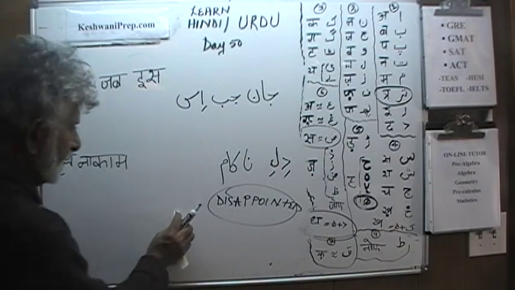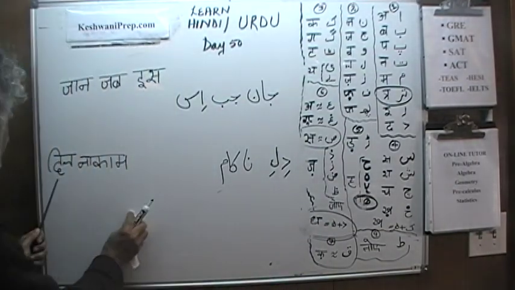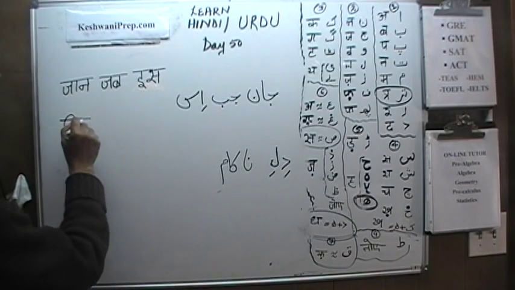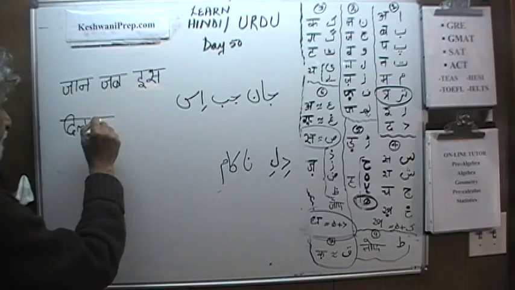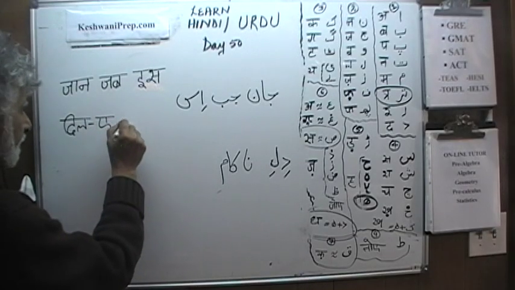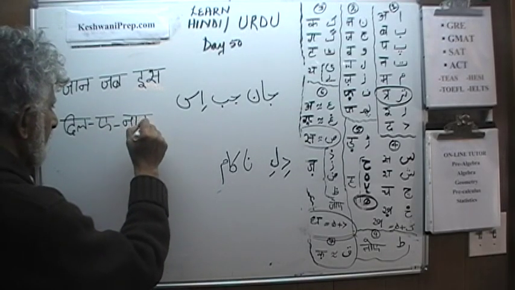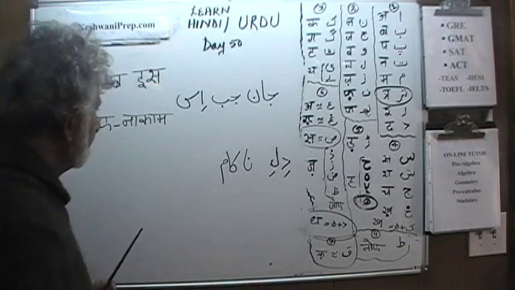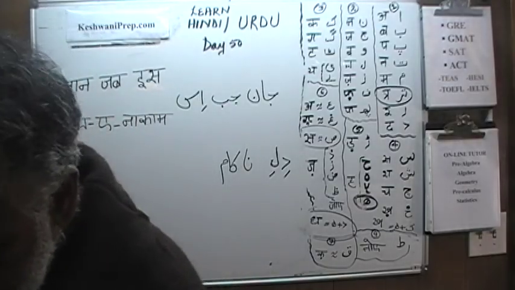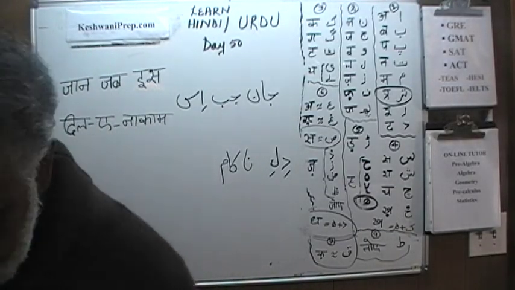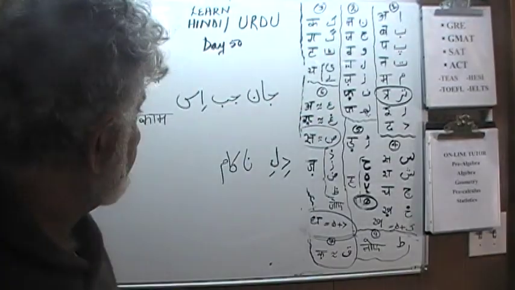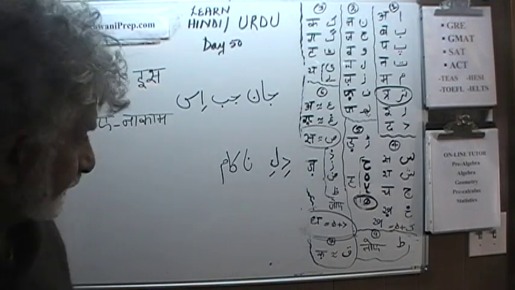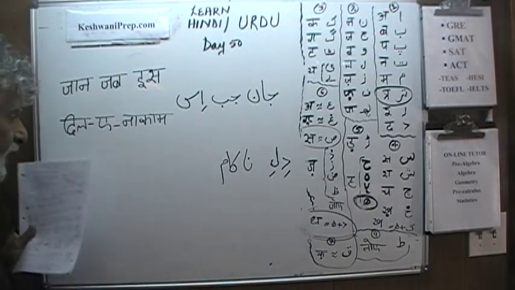And this is how we would write it in Hindi. So we need dil, we have dil. And now we need a. Delay, nakam. Nakam. And we already know what delay nakam means. Delay nakam means disappointed heart. Heart that is disappointed. Jaan jab is delay nakam. Jaan jab is delay nakam say.